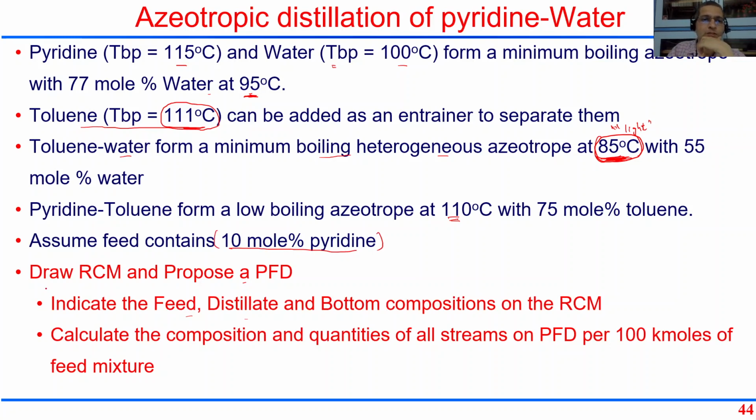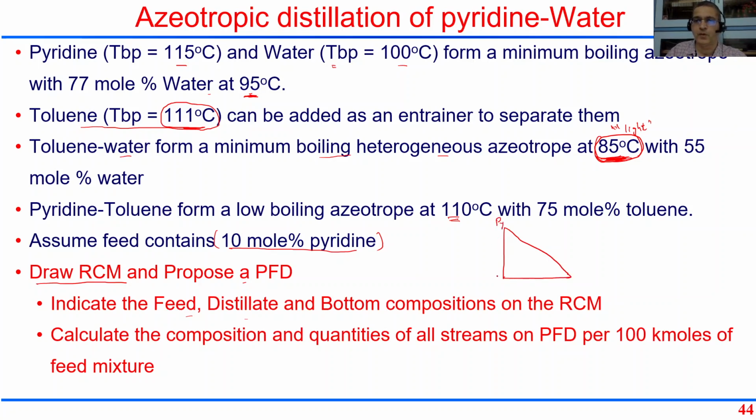Okay, first I want you to draw an approximate RCM. I want you to draw an RCM for yourself. Pause the video, do it for yourself. Only then you should go forward. Okay, I want you to draw a residue curve map like this: pyridine, water and toluene.